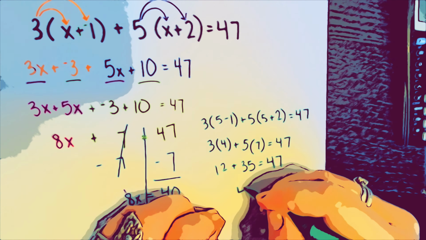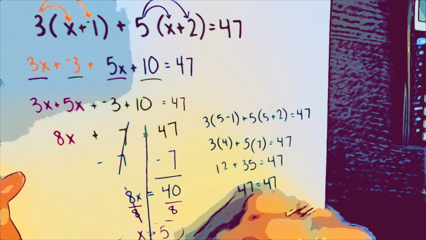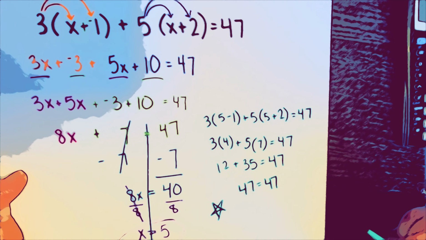47 is equal to 47, which makes this statement true, which means that x is 5. We did good. Good job, us. Well done.